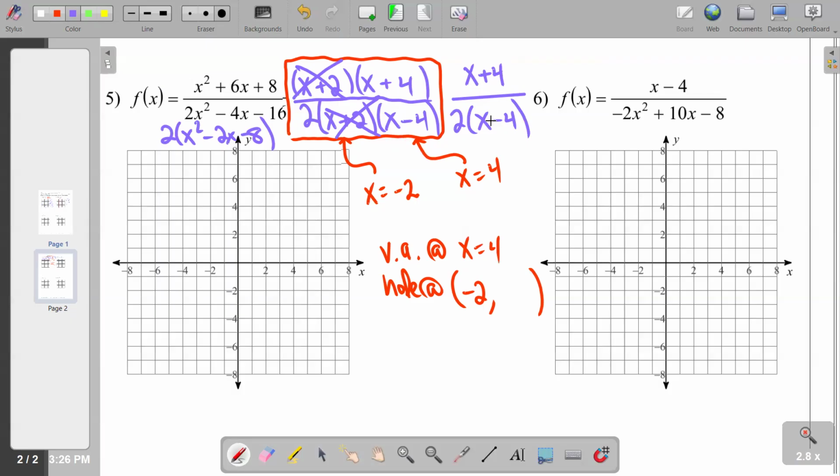So we're going to take -2 and we're going to plug it into the green box. The green box is the good box. So if I put -2 in there, what does the top equal? -2 plus 4 on top is 2. We're good. And then on the bottom, what is -2 minus 4? -6, and 2 times -6 is -12, which means that the hole exists at the point -2, -1/6.